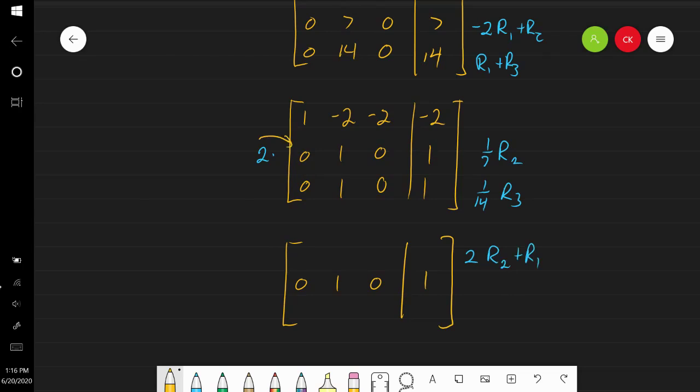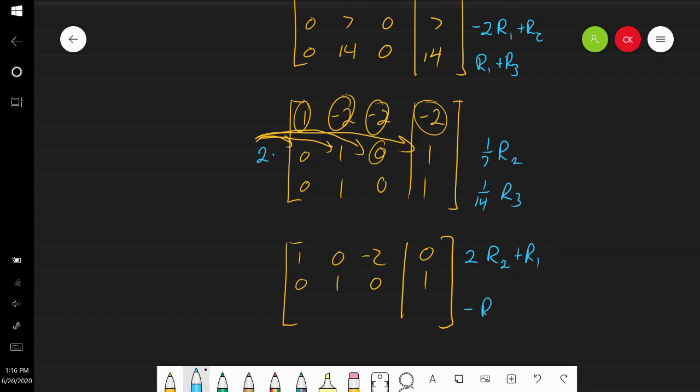2 times 0 is 0, plus 1 is 1. 2 times 1 is 2, minus 2 is 0. 2 times 0 is 0. Minus 2 is minus 2. And finally, 2 and negative 2 is 0. So there's our new top row. The new bottom row we'll get by taking minus 1 times row 2 and adding that to row 3. So minus row 2 plus row 3 is our new row 3.